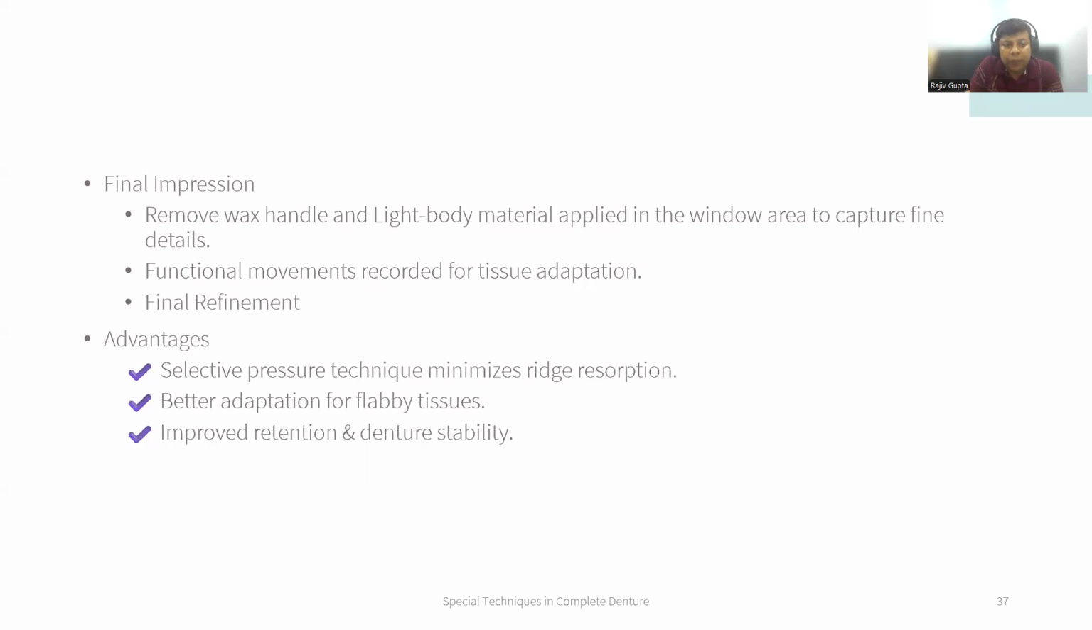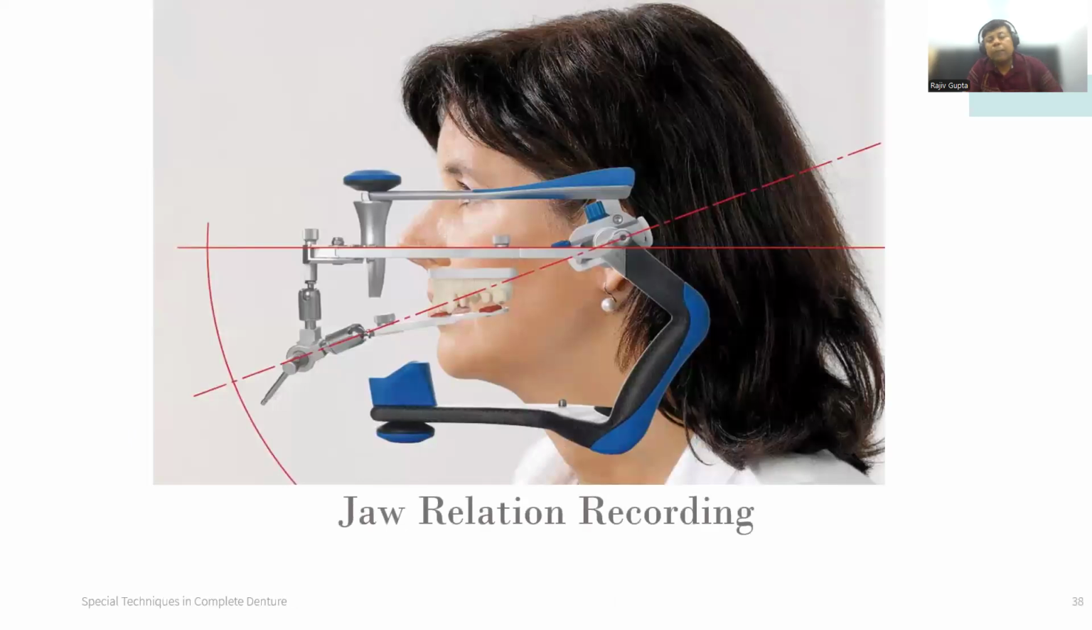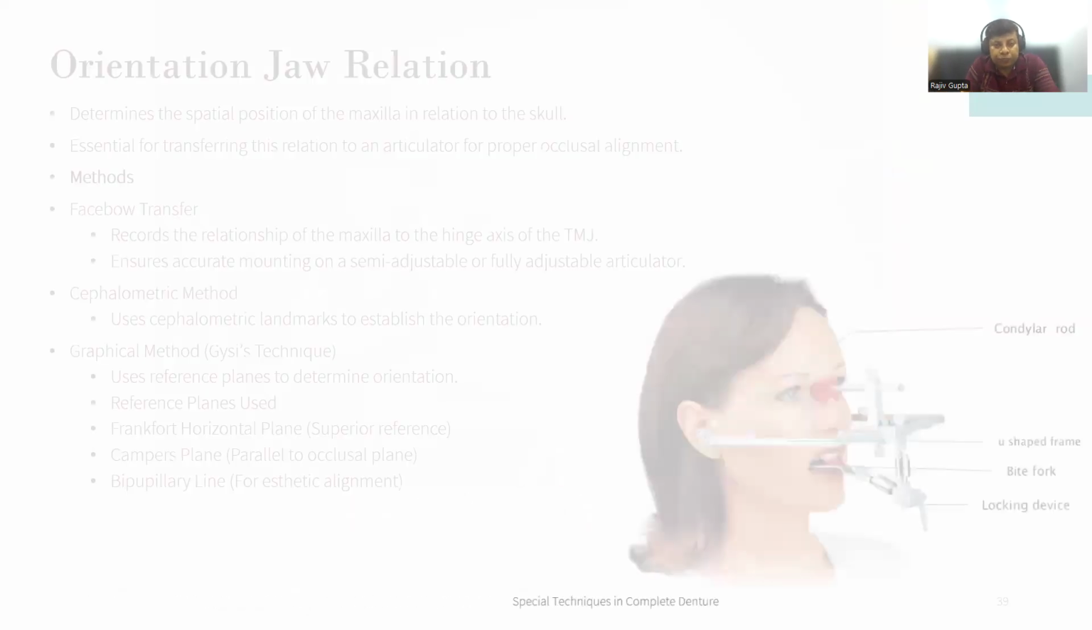The advantage of this technique is that we have a selective pressure technique with minimum ridge resorption. We have all the selective pressure formula to be used, but at the ridge where we don't want any kind of pressure, it is recorded with minimal pressure. So there is better adaptation for the flabby tissues, and it improves retention, especially the stability of the mandibular denture. These were the various special techniques introduced to date for recording primary and secondary impressions. Now coming to the jaw relations.